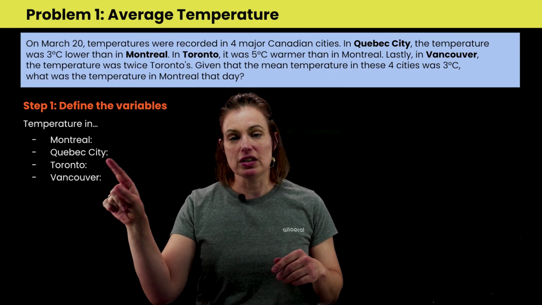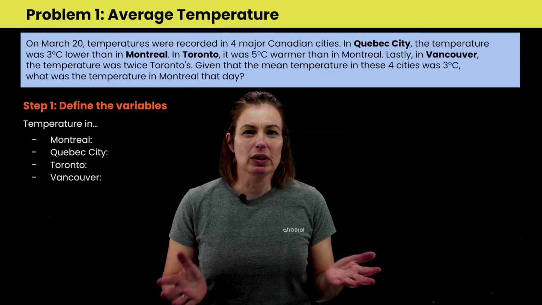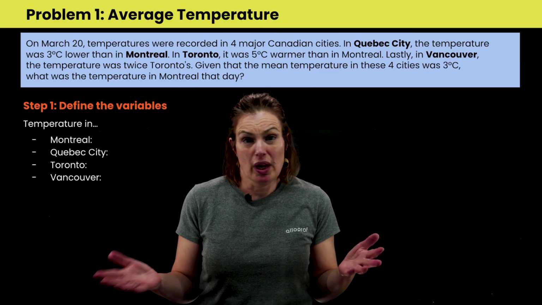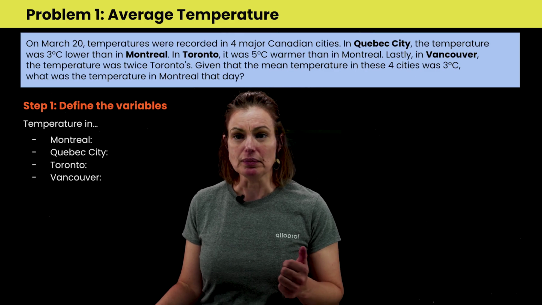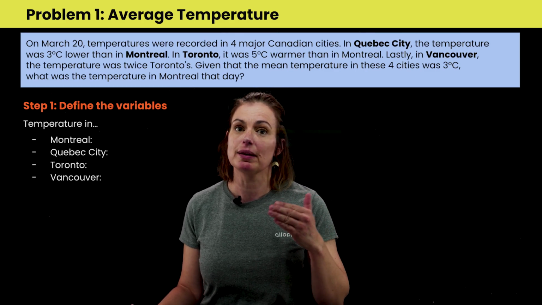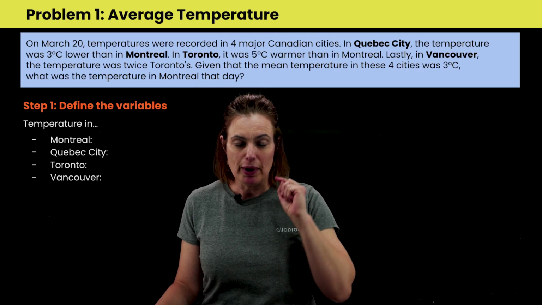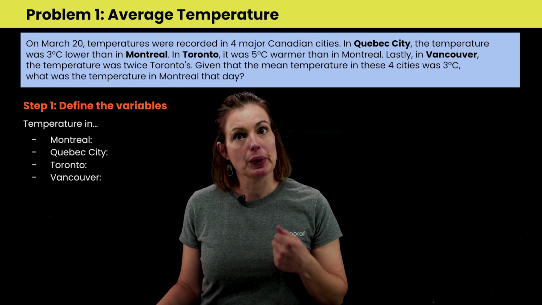One of these 4 cities is going to be represented by our variable. Often we choose X. Really, it can be any letter we want, but X is used more often. It's what I'm going to use here. And we're looking for the city that every other city's temperature is being compared to. So if I just check my problem here, the first part of it says in Quebec City, the temperature was 3 degrees lower than in Montreal.